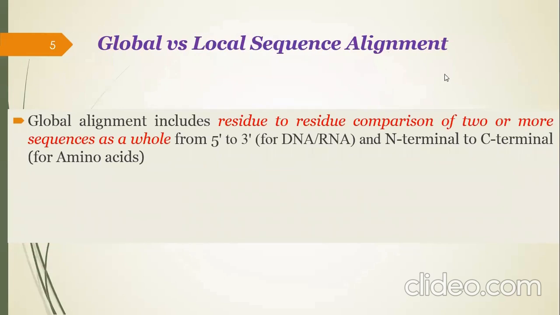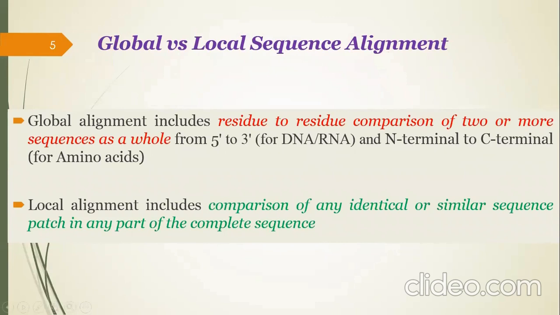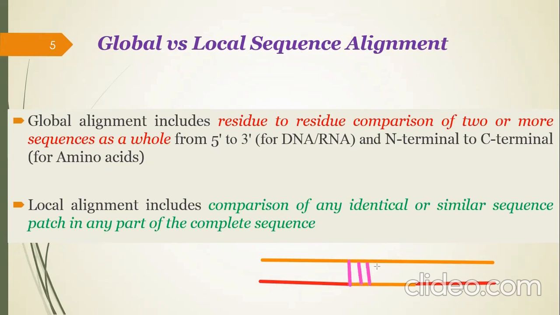And what will be local alignment? Local alignment includes a comparison of any identical or similar sequence stretch in any part of the complete sequence. So if we have two sequences and these two sequences have some similarity in some specific region, like if it has similarity in this region, local alignment will align only this region. Only this region will be aligned, and in the whole sequence only this is aligned, so this will be local alignment.